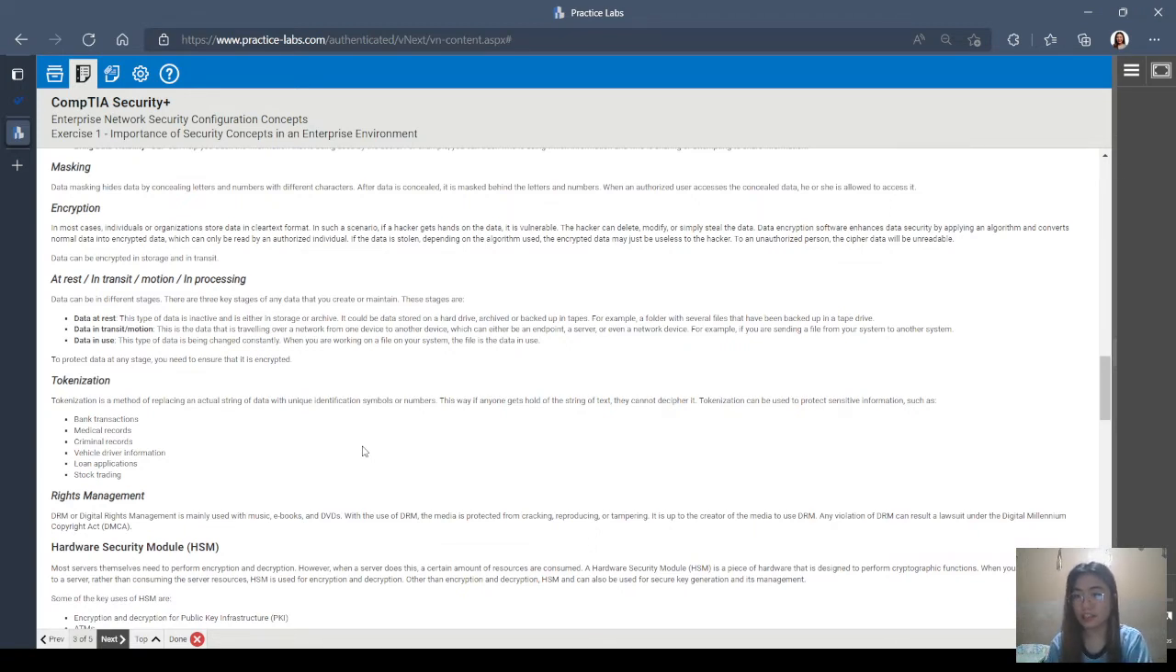At rest, in transit or motion, in processing. Data can be at different stages, where there are three stages of any data that you create or maintain. Data at rest.